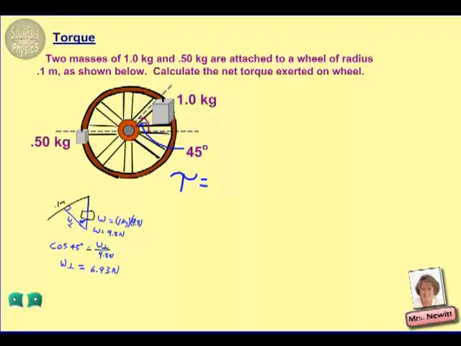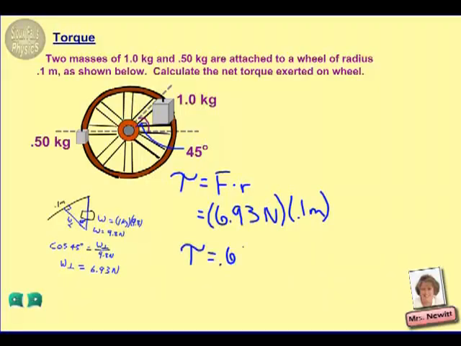And again, torque is equal to the force multiplied times the lever arm. The perpendicular component was 6.93 newtons. And our lever arm in this case is 0.1 meters. And that ends up with a total torque of 0.693 Newton meters. And again, for this particular side, that torque would then be in the clockwise direction.